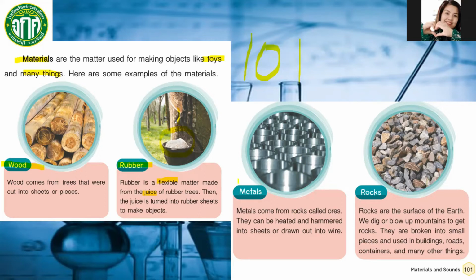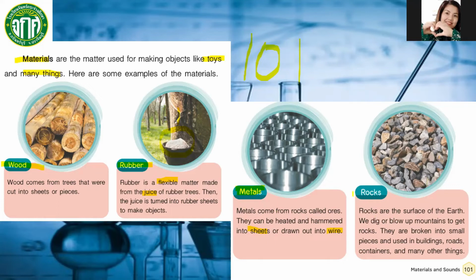Next is metals. Metals come from rocks called ores. They can be heated and hammered into sheets or drawn out into wire. So we can make sheets and wires using metals.